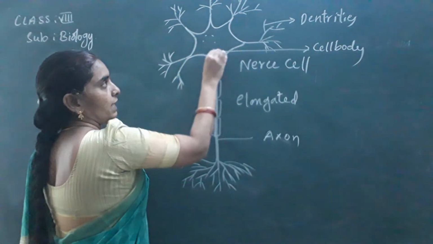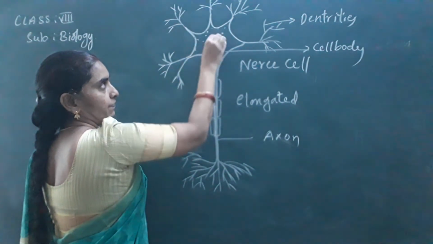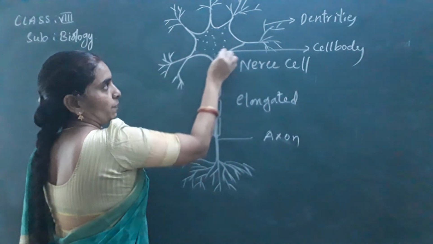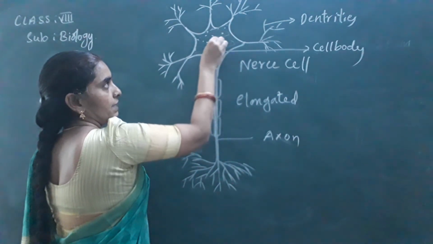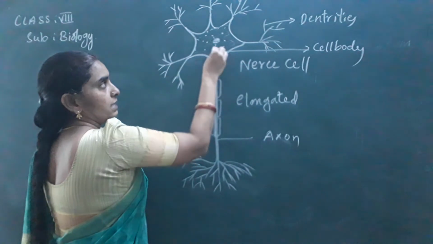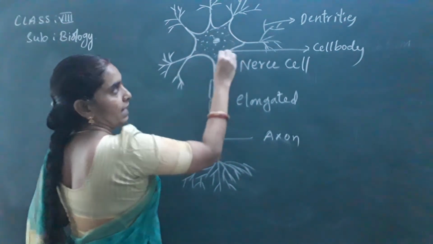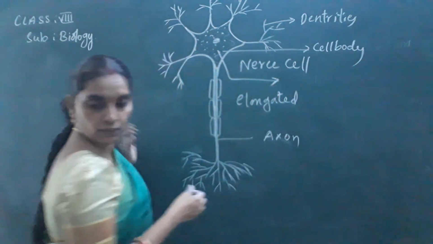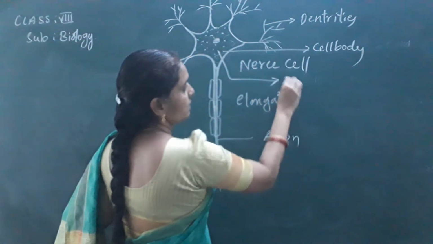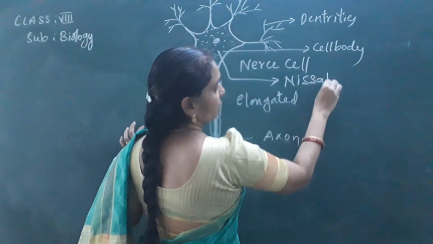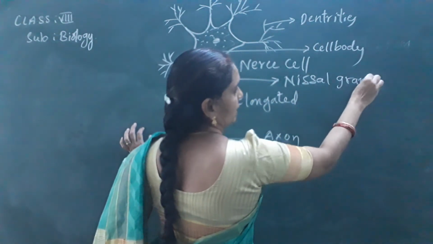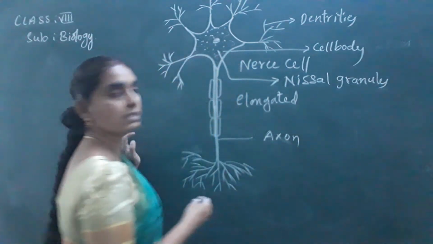And the cell body is filled with cytoplasm and has the nucleus embedded in the center, and it contains granules called Nissl granules. What are they called, children? They are called Nissl granules. Note down the parts and draw it in your notebooks neatly.